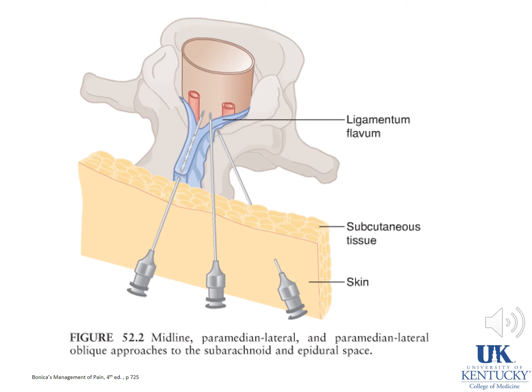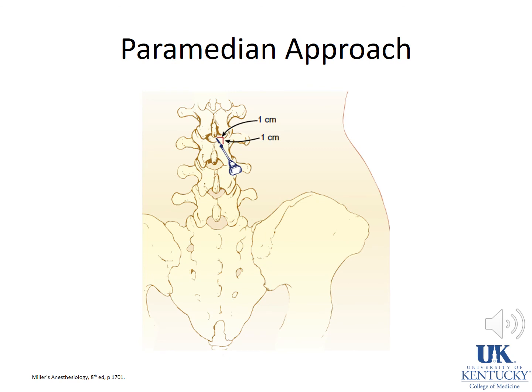This illustration shows the differences in needle position for a midline, paramedian, and oblique paramedian approach to a subarachnoid block. The key issue here is that a paramedian lateral approach requires that the needle be positioned at about a 10 to 15 degree angle off midline, but still positioned level with the interspace. Most likely, if a question relates to the paramedian approach to a subarachnoid block, it is describing the paramedian lateral oblique approach shown in the prior slide.